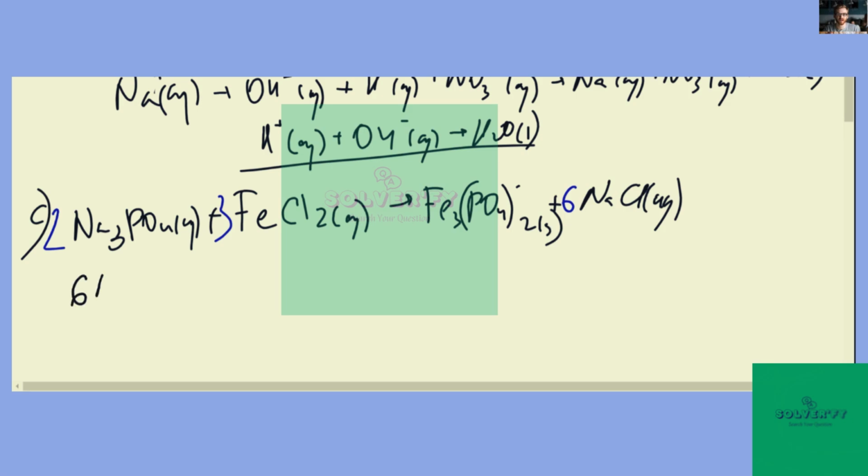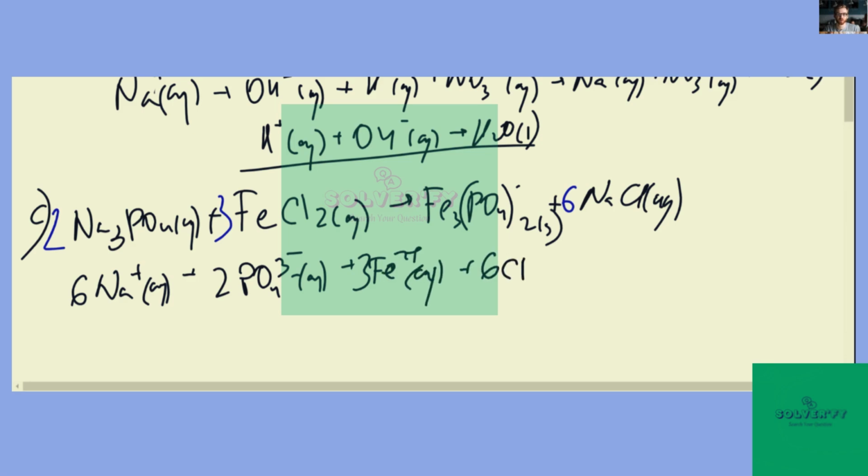full ionic equation. So it's 6 sodium plus aqueous plus 2 PO4 3- aqueous plus 3 iron 2+ aqueous plus 6 Cl- aqueous, forming iron 3 (PO4) 2 solid plus 6 sodium plus 6 chlorine minus.